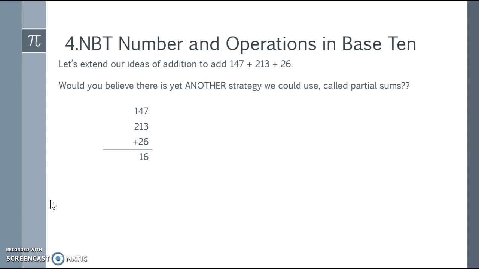So let's add 147 plus 13 plus 26 using partial sums. When I add 7 plus 3 plus 6, I get 16. Notice I did not carry the 1 where we typically would carry in our traditional algorithm. Then I move to my tens. 40 plus 10 plus 20 gives me 70.